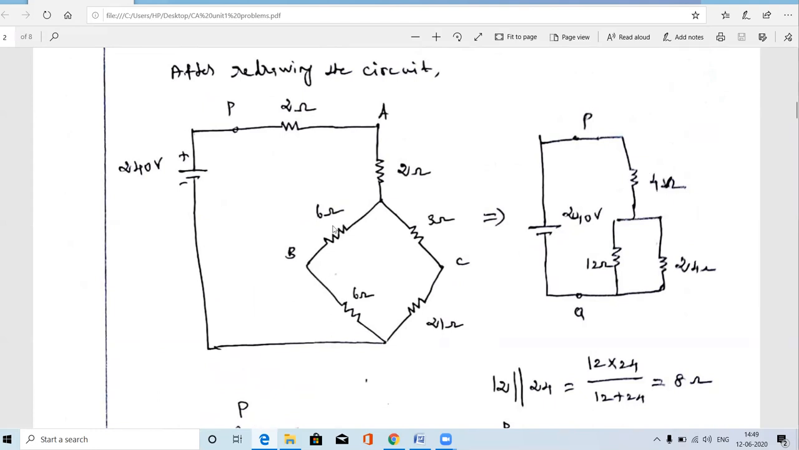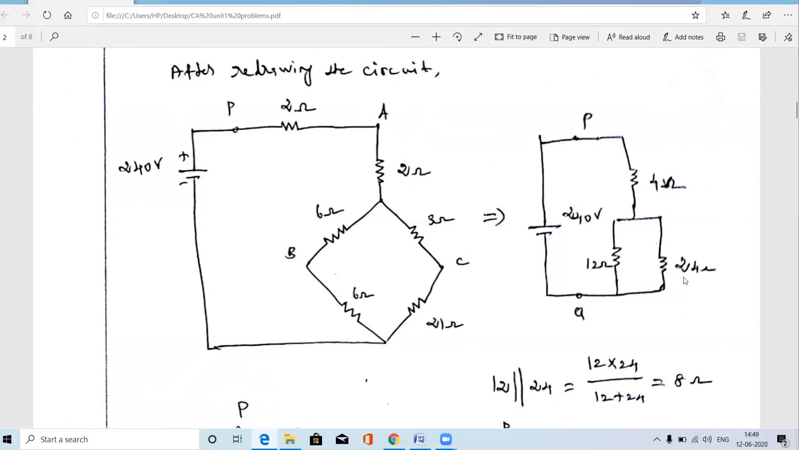Similarly, you see this 6 ohm and 6 ohm. These two resistances are connected in series, since one end is tied together. So that's why we add 6 plus 6 and we get the answer 12 ohm. Similarly, this 3 and 21 are connected in series. So 21 plus 3, we get the answer 24 ohms. Now this diagram is simplified like this.